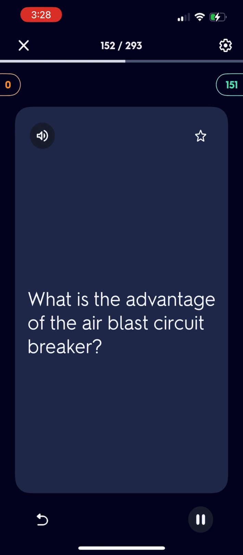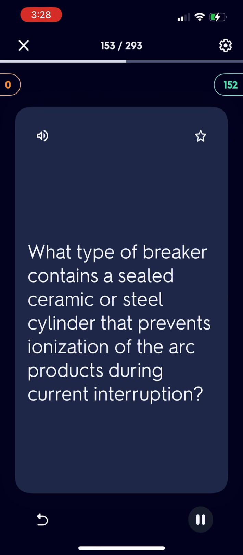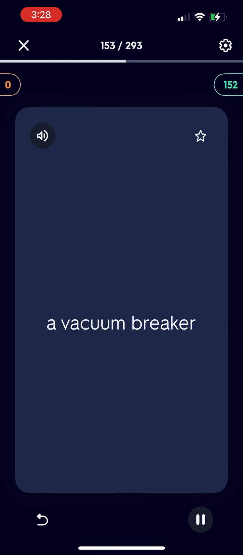What is the advantage of the air blast circuit breaker? The higher speed of operation allows faster reclosure when a fault is corrected. What type of breaker contains a sealed ceramic or steel cylinder that prevents ionization of the arc products during current interruption? A vacuum breaker.